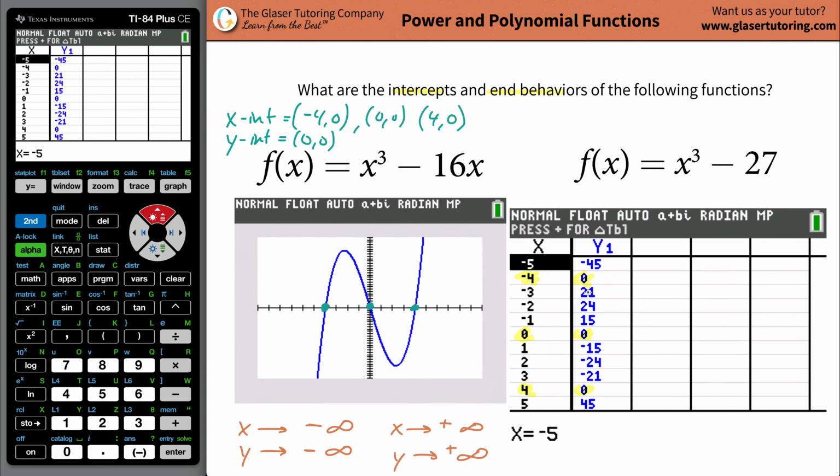Basically, you might notice the pattern that whenever you have a y value of 0, those would be your corresponding x-intercepts. And then whenever you have an x value of 0, that's your corresponding y-intercept. All right? So hopefully that helps.